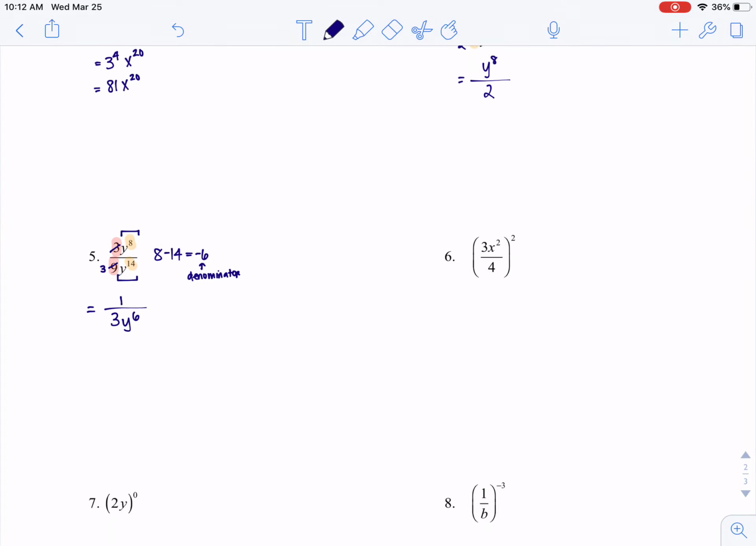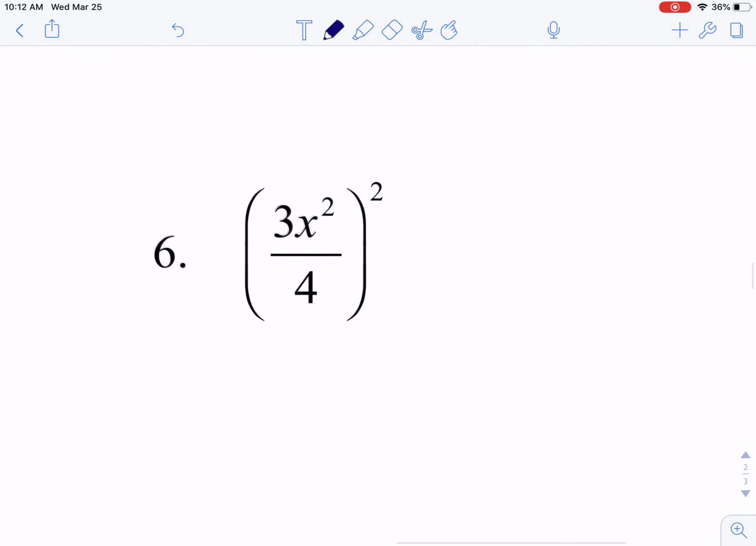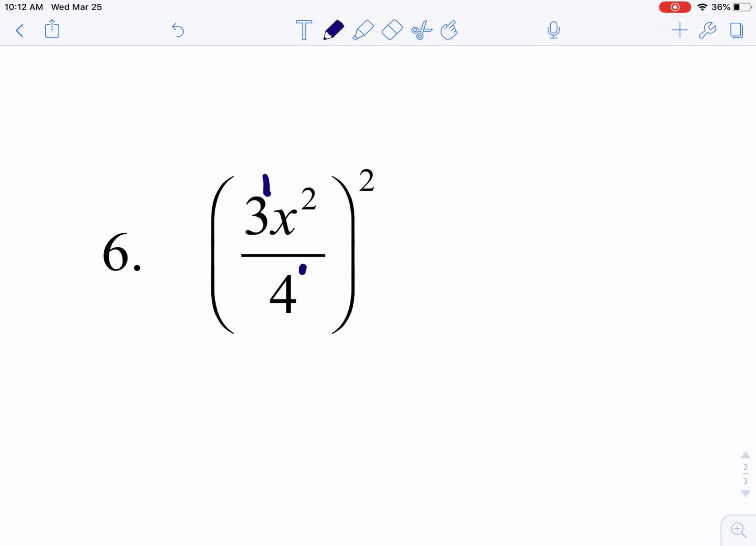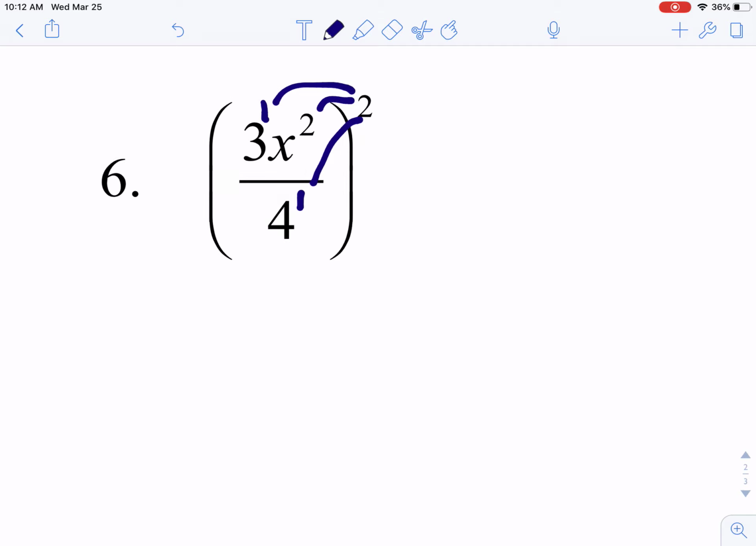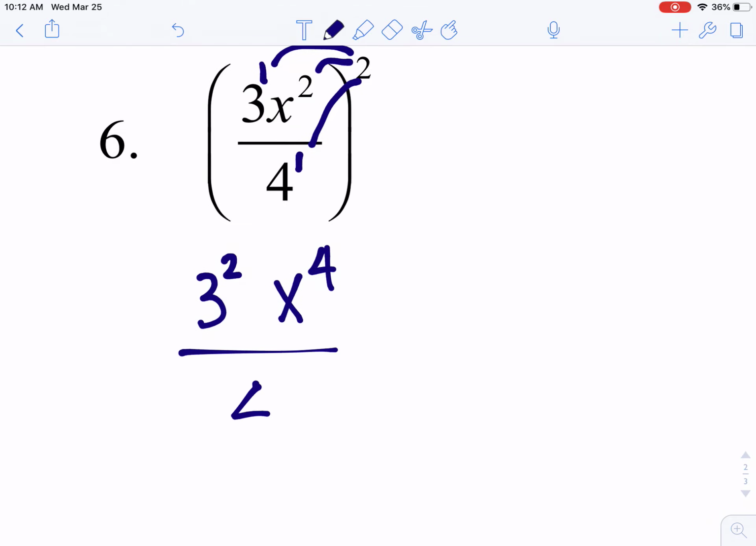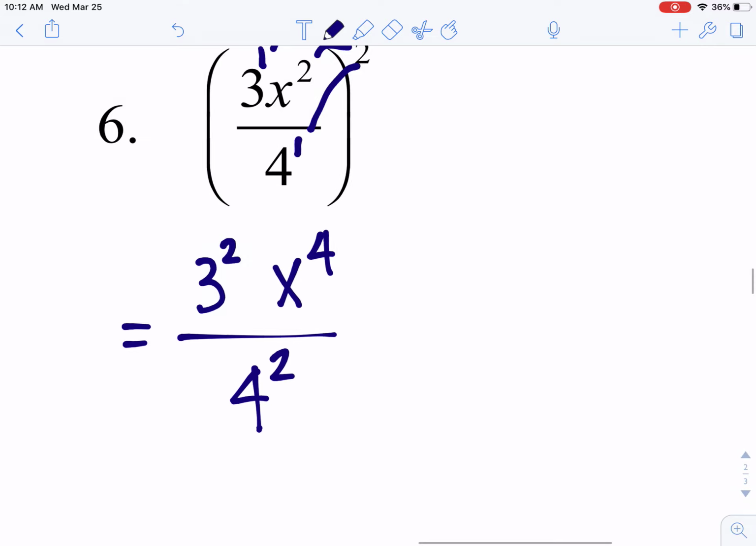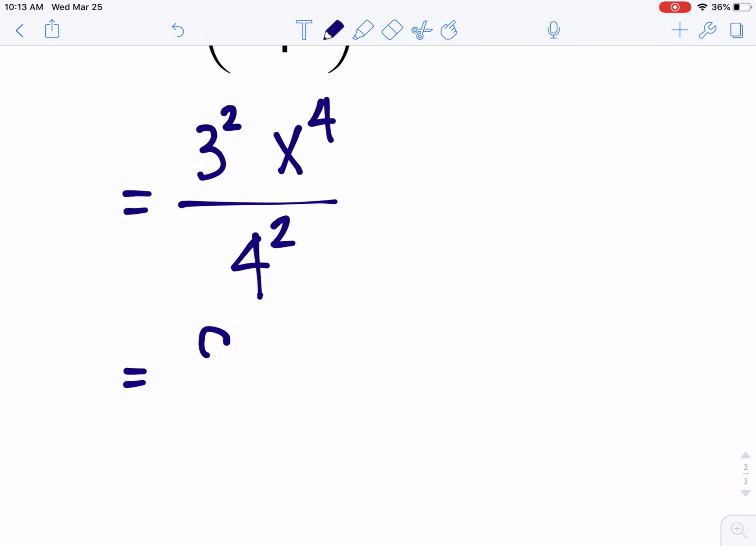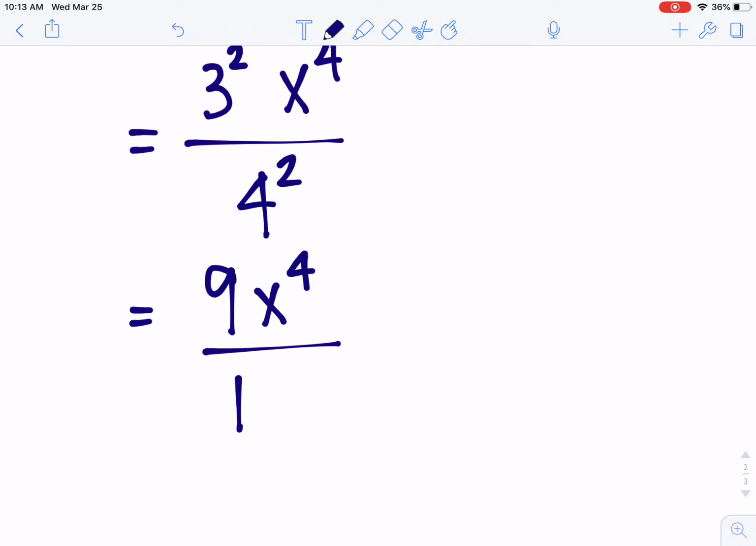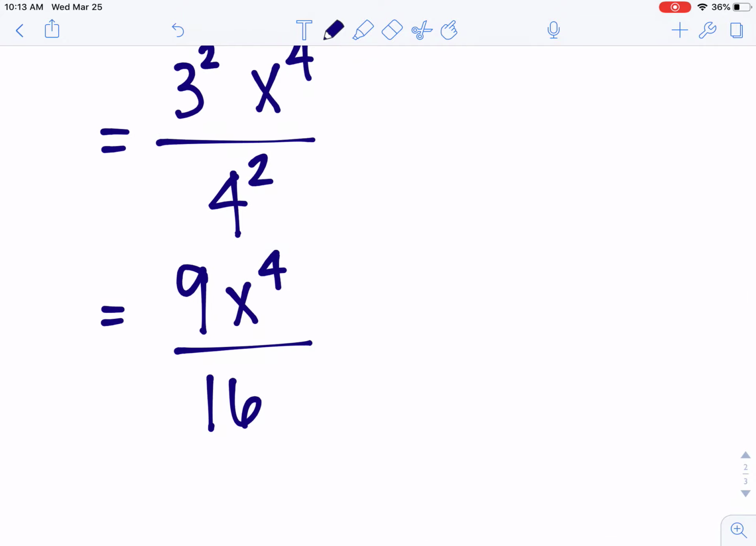Alright, oops, here's the next one. This is power to a power, so we're going to multiply all of the exponents with 2. So 1 times 2 is 2, 2 times 2 is 4, and 1 times 2 is 2 again. So now if we simplify, we have 9 because 3 squared is 9 and 4 squared is 16.